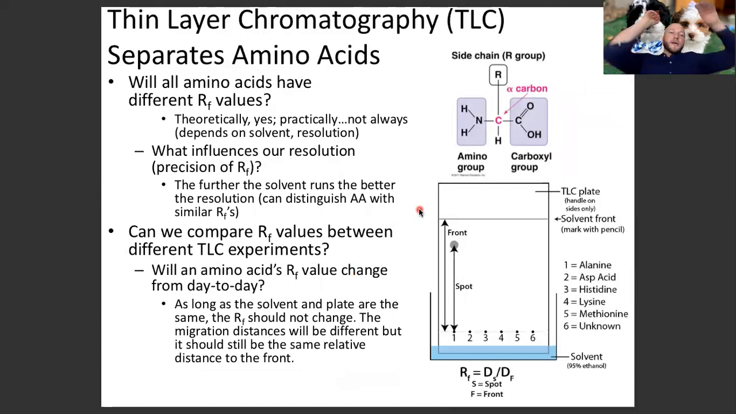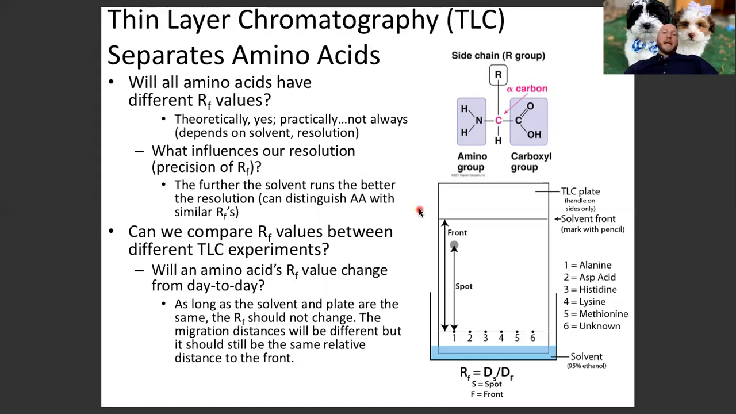So, will two amino acids have different RF values? Theoretically, yes. Practically, not always. Every amino acid has a little bit of different chemistry, size, and shape. And theoretically, if you let the process run long enough, if your measurements are accurate enough, every amino acid will have a different RF value.